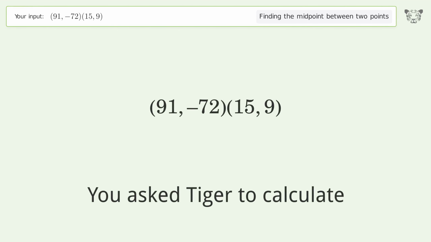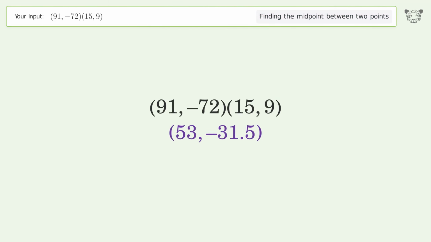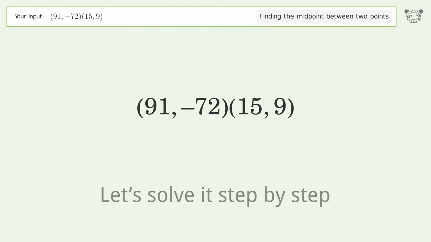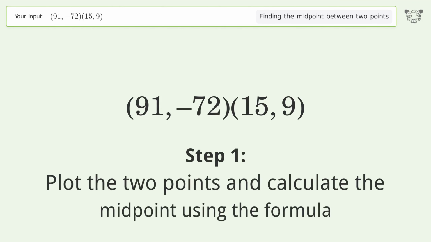You ask Tiger to calculate. This deals with finding the midpoint between 2 points. The midpoint between the 2 points is 53, negative 31.5. Let's solve it step by step. Plot the 2 points and calculate the midpoint using the formula.